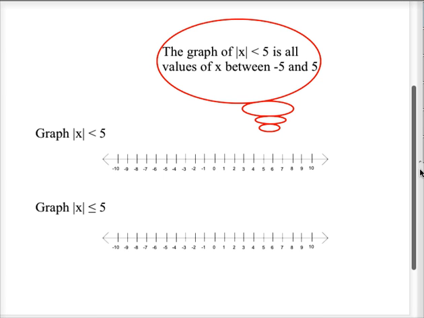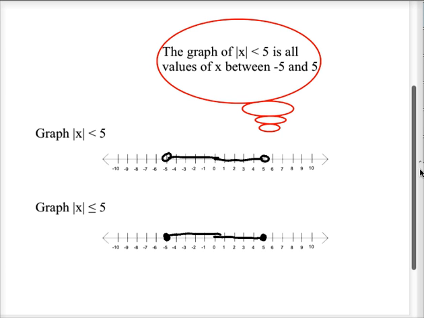Well, that can happen in two ways, right? You can go up to 5, or you can go down to -5, right? And that will be the collection of all the values that are less than 5 away from 0. Or in this other case, less than or equal to 5 away from 0. All that means is they can extend up and actually be 5, or extend down and actually be -5.